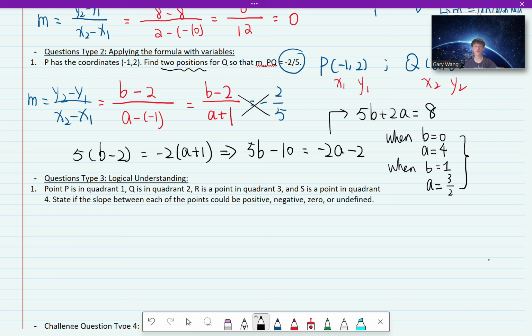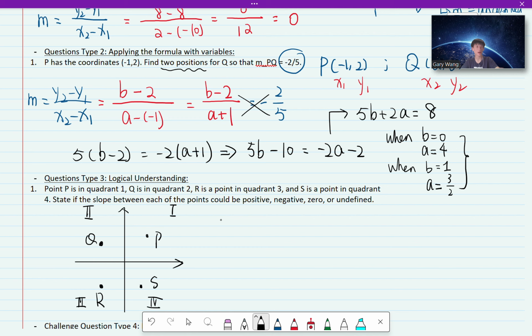So if we draw a Cartesian plane, this is quadrant 1, quadrant 2, quadrant 3, and quadrant 4. We have P somewhere in quadrant 1. We don't really care about the position. Q is in quadrant 2, R in quadrant 3, and S in quadrant 4. So let's take a look.